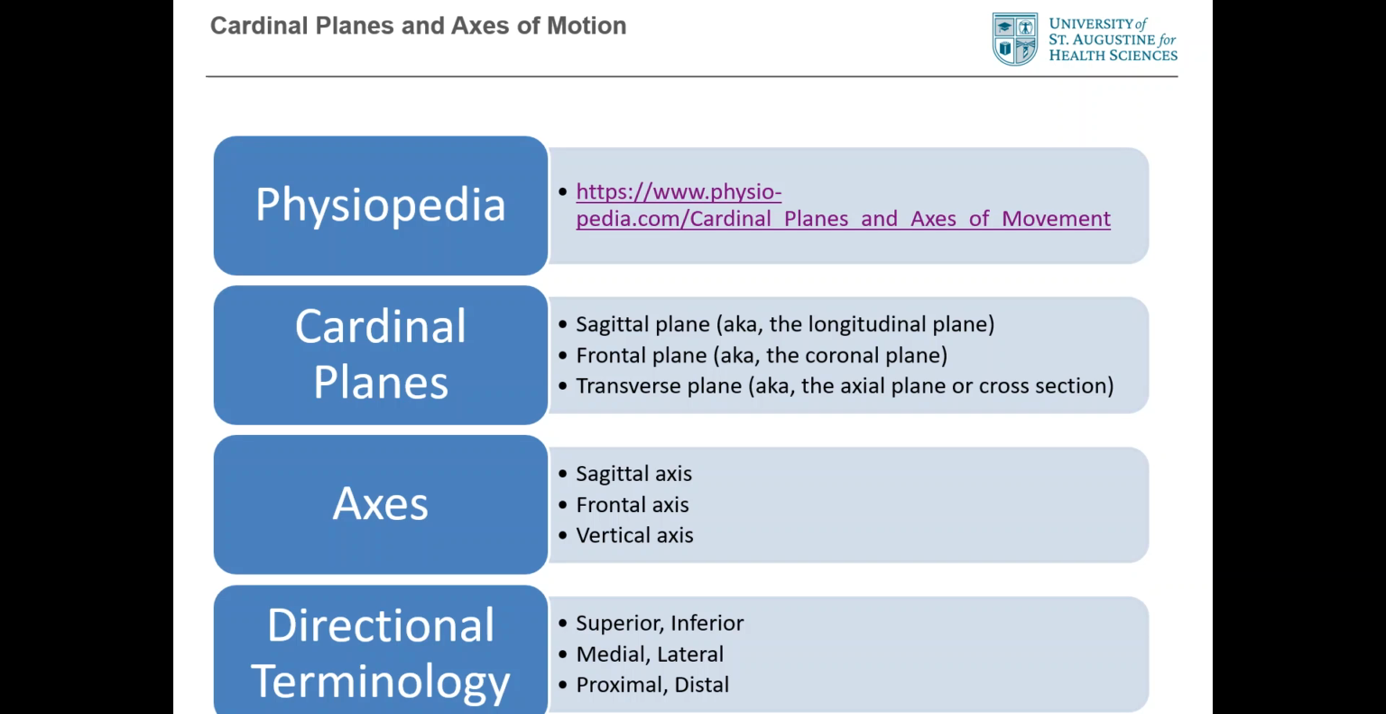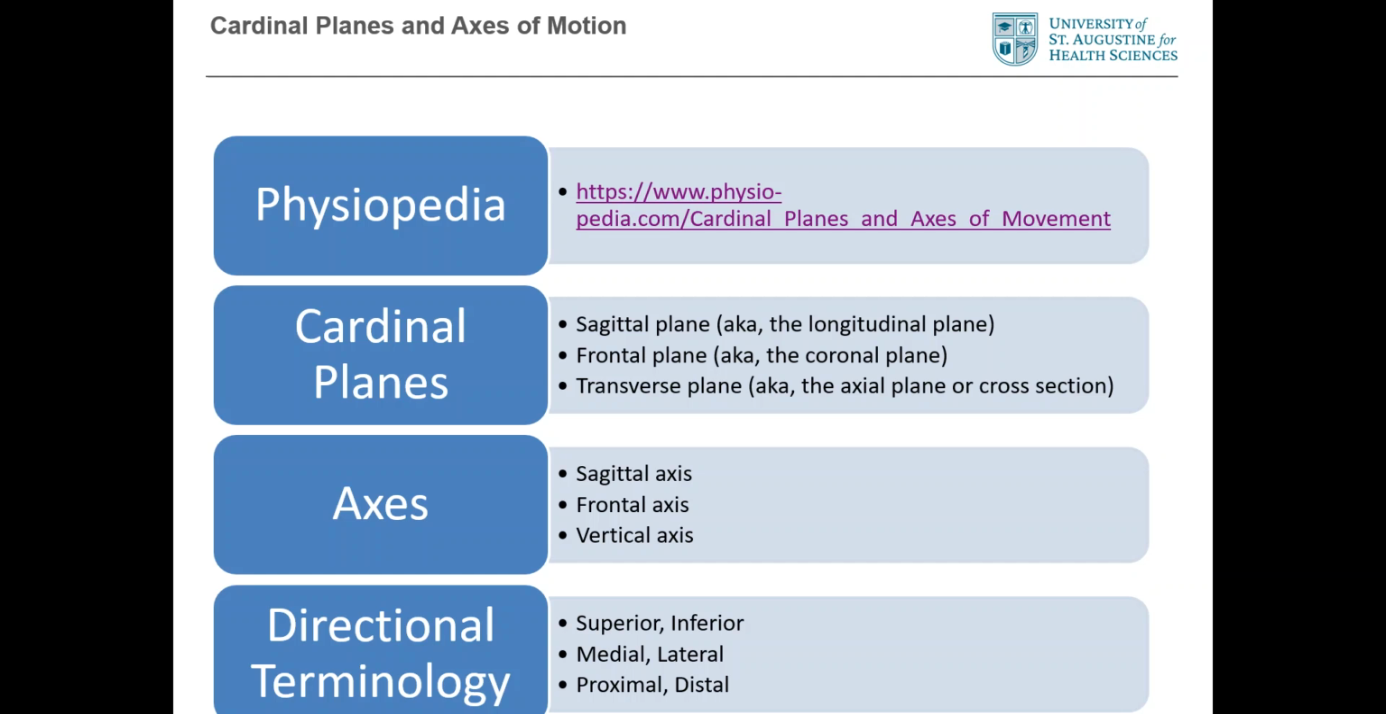The sagittal axis passes horizontally from posterior to anterior and is formed by the intersection of the sagittal and transverse planes. The frontal axis passes horizontally from left to right and is formed by the intersection of the frontal and transverse planes, whereas the vertical axis passes vertically from inferior to superior and is formed by the intersection of the sagittal and frontal planes.